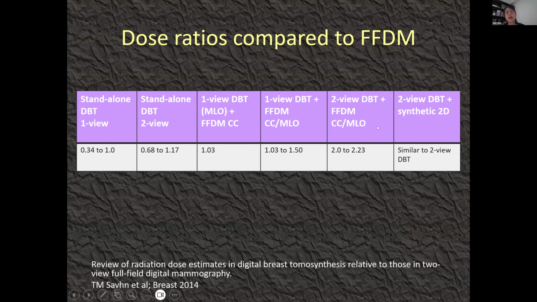The highest dose, of course, is when we perform a 2 view DBT and a 2 view FFDM, CC and MLO, and the dose was 2.0 to 2.23. If we take the DBT and we do not perform the FFDM, that means we use the DBT to construct a synthetic 2D image, then the dose would be similar to a 2 view DBT. So note that all these views are still, even with the combo, meaning to say, even if we do a 2 view DBT and a 2 view FFDM, the dose is still less than 3 milligray.